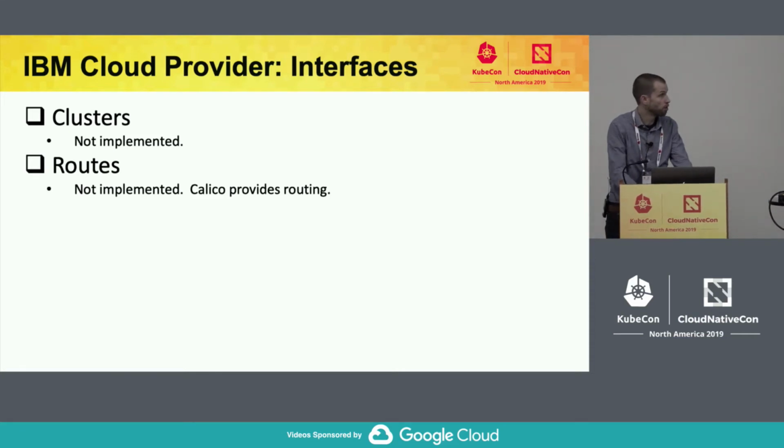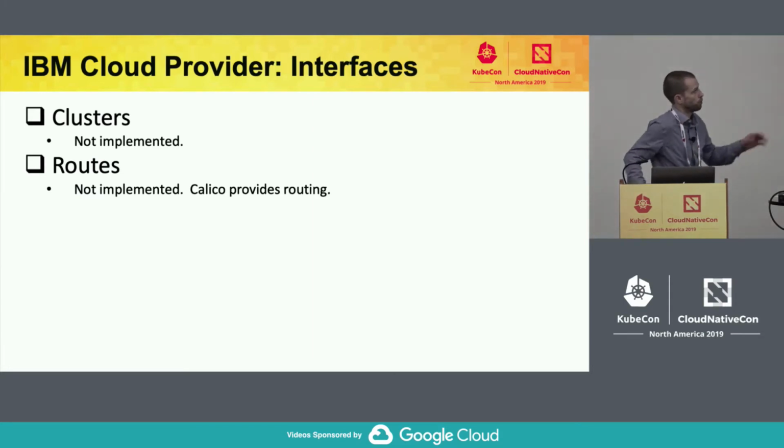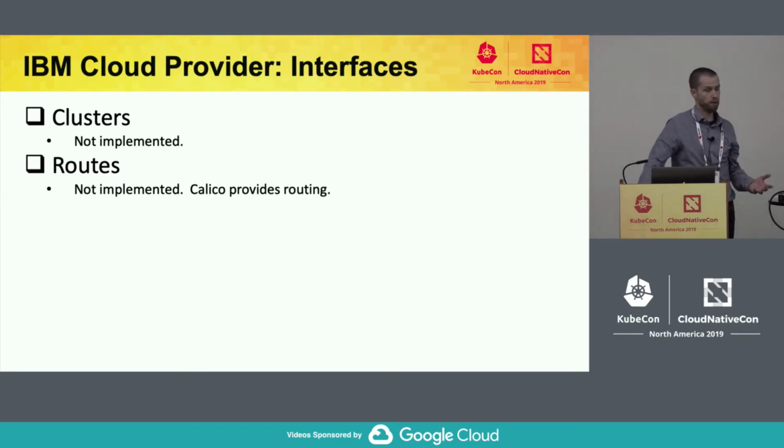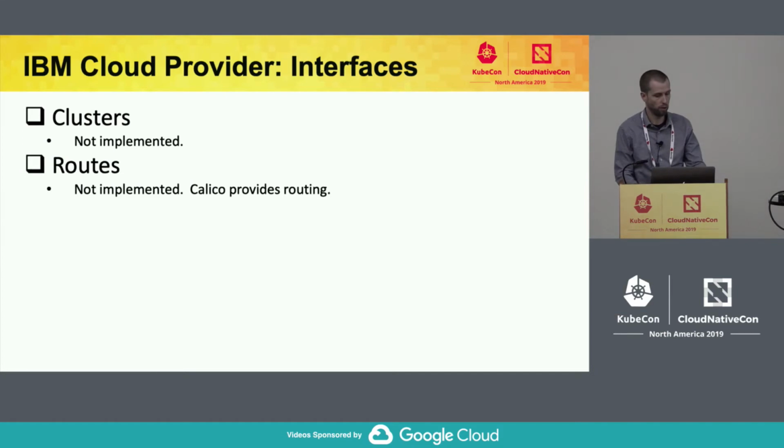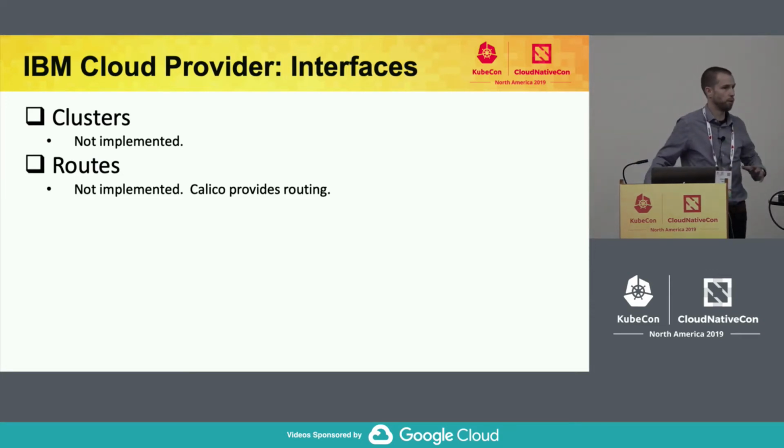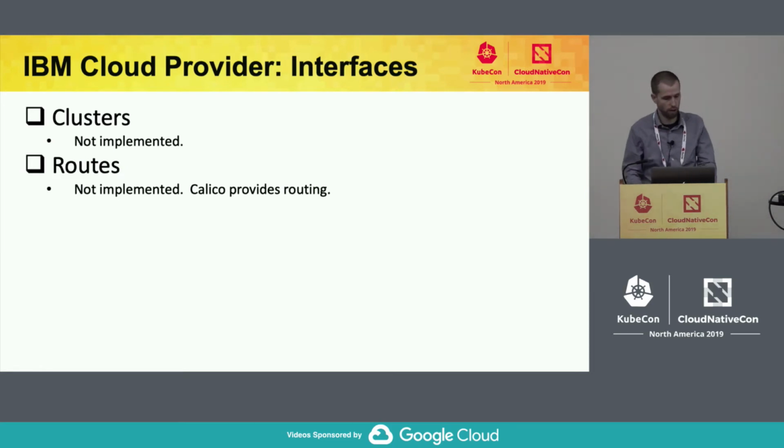And then a couple more. Not a lot there because we don't implement them, but other providers do. So clusters and routes in particular, we don't implement because we use Calico in our managed services today for routing on the overlay over the infrastructure. So we don't implement that. Other cloud providers do. But as I said, each cloud provider can choose which interfaces they want to implement. And you don't even have to implement the load balancer interface if it's not applicable to your environment.